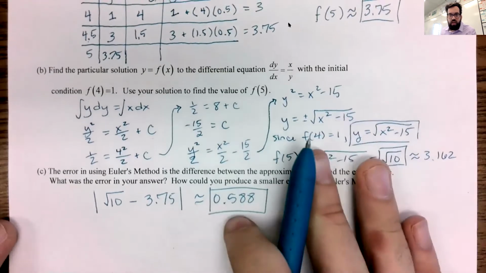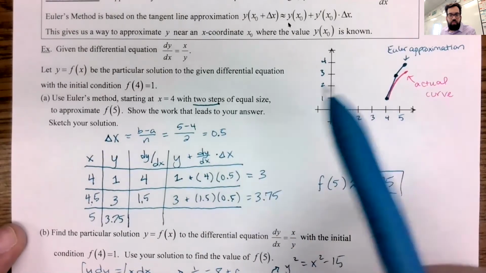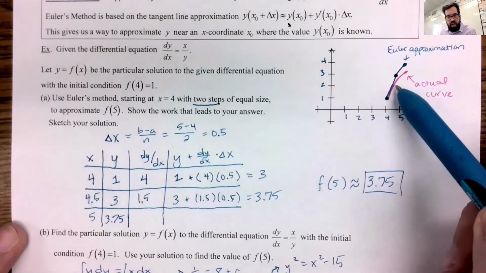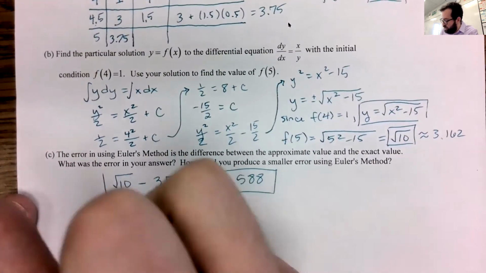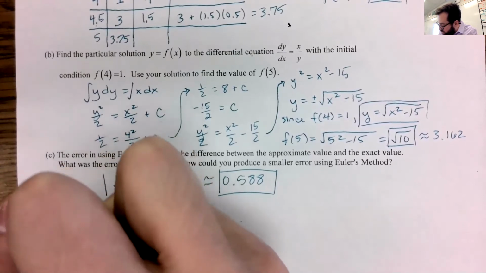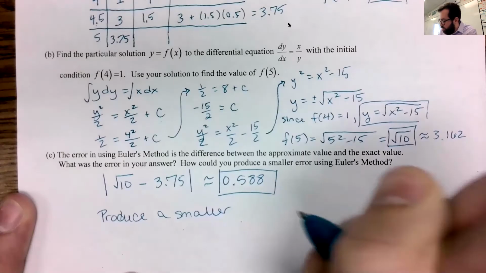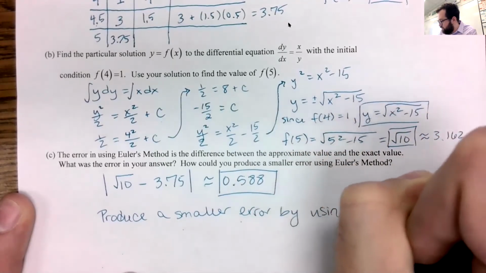The rule is the more steps that we use to approximate, the better that our approximation is going to be, because the more times we're going to take slope into account. Okay, so I will just say produce a smaller error by using more steps.